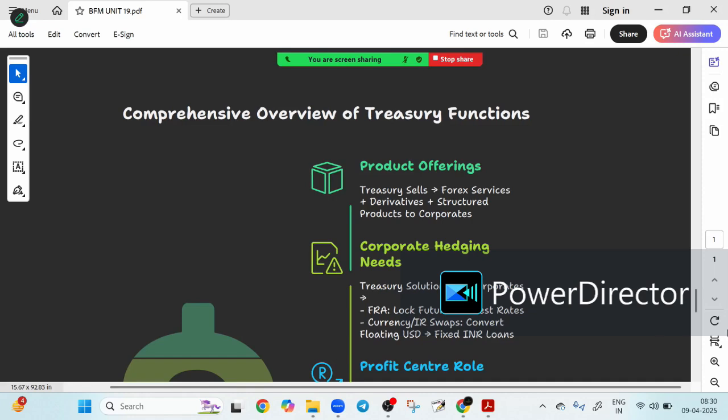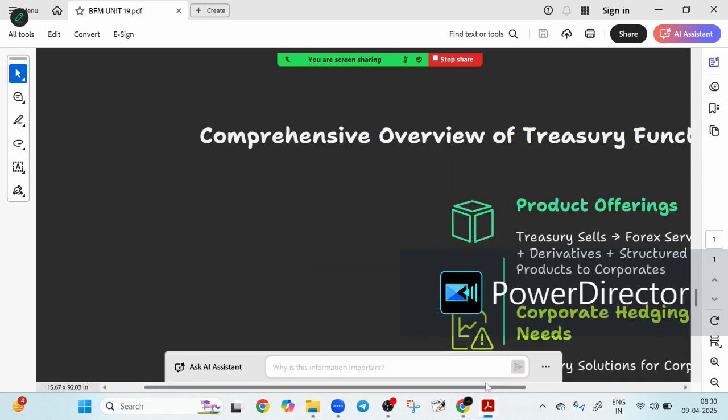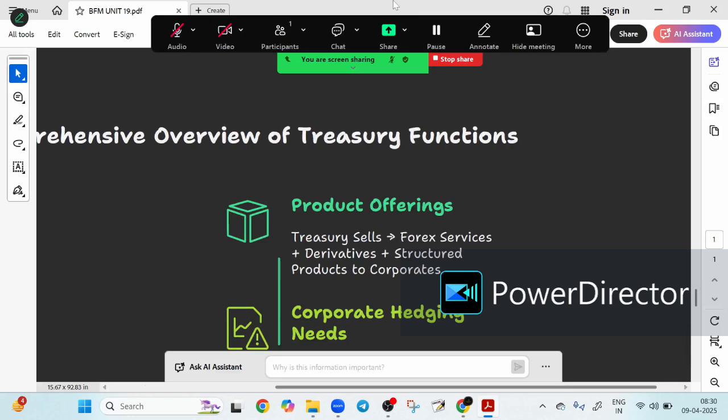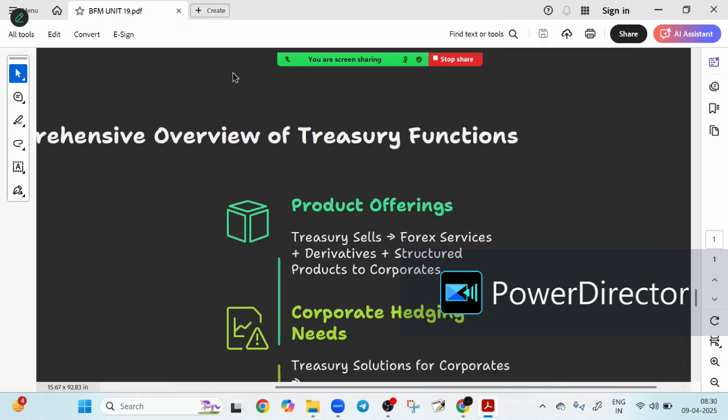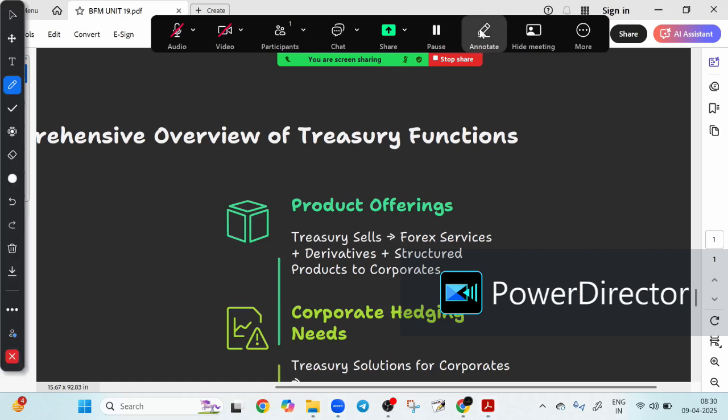First of all, it's the product offering. Let me zoom a little bit. I hope it is clearly visible to you. What does product offering mean? It means that treasury acts like a product house, right?